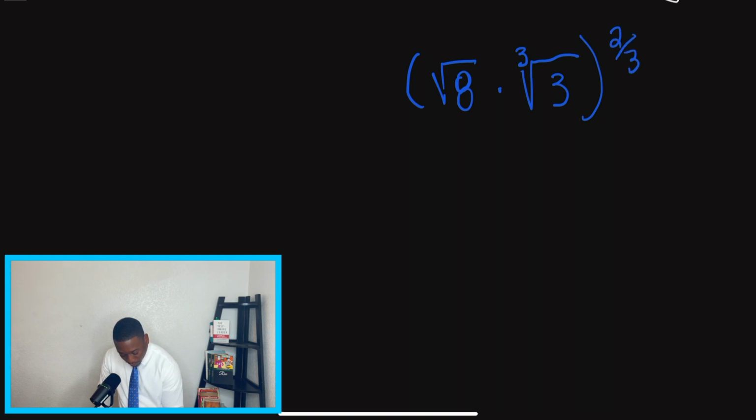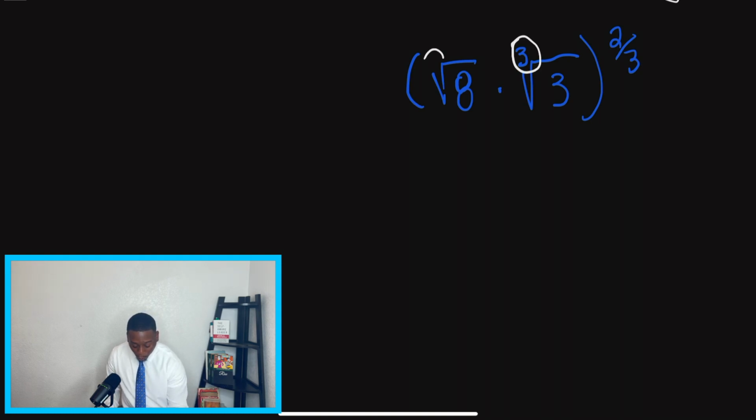So we're going to blue, and what they give us, right? We have parentheses. We have the cube root, or not the cube root, we have the square root of 8 times the cube root of 3, and then outside the parentheses, to the 2/3 power. All right, so first things first, guys, to solve this problem, we should already know that we can't multiply what's inside parentheses because they do not have the same root.